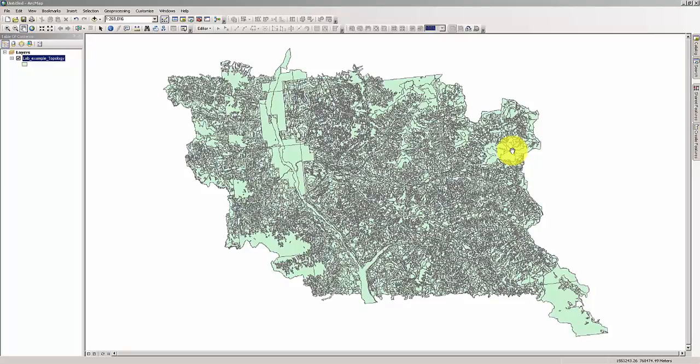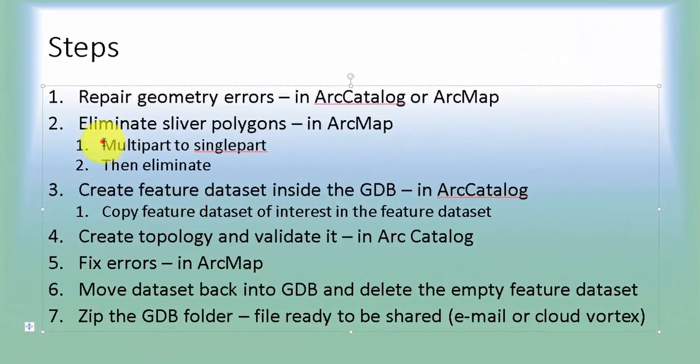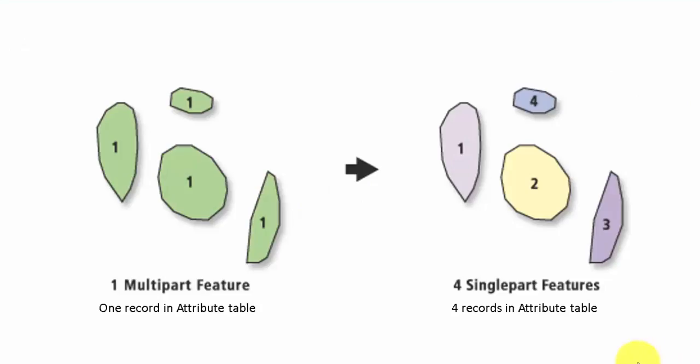Next is to eliminate sliver polygons. However, to do this, we need to ensure that the dataset is single part, not multi-part. The difference between multi-part and single-part polygons is explained in this picture. A multi-part polygon has one record in the attribute table and is formed of 4 individual polygons. When this multi-part feature is split into single parts, it will result in 4 single part features which will occupy 4 records in the attribute table.